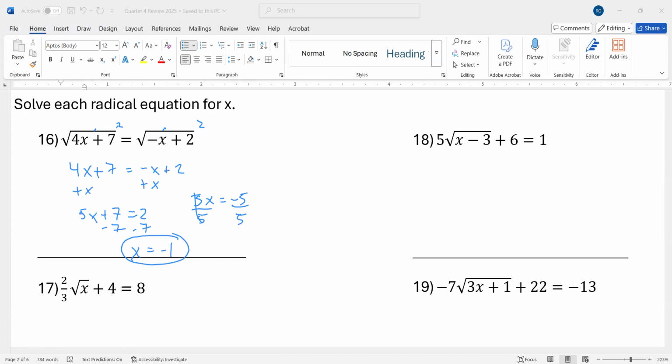So if I put negative 1 in for x, 4 times negative 1 is negative 4, but negative 4 plus 7 is 3. Square root of 3 is fine. You can get a negative answer, you just can't have a negative number at the end inside the radical. So x equals negative 1 is fine.